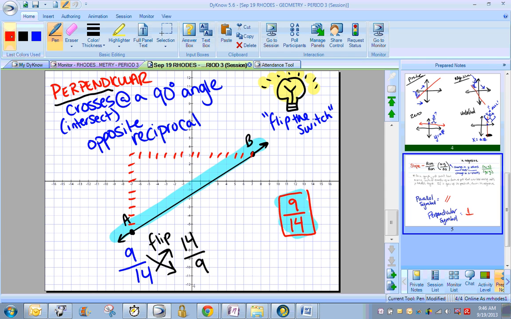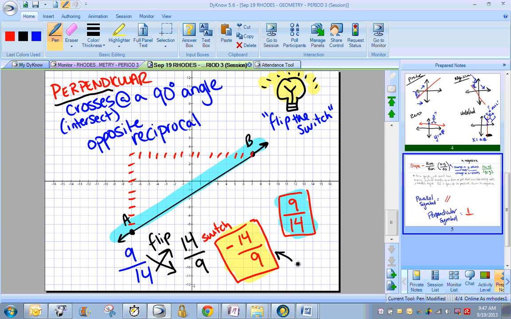Then the second step I want you to do is switch the sign. So if it was 14 over 9, that's a positive sign. Now it's going to become a negative. Okay? So this would have to be the slope of a line perpendicular to AB. You wouldn't make both negative, because both negative would be a positive, and that's the same sign as we already had. Okay? You're just switching the overall sign.